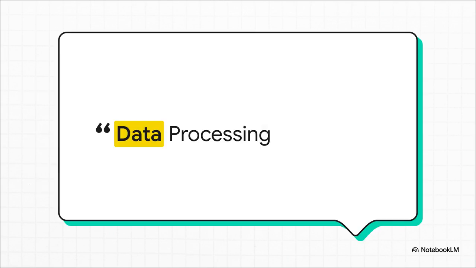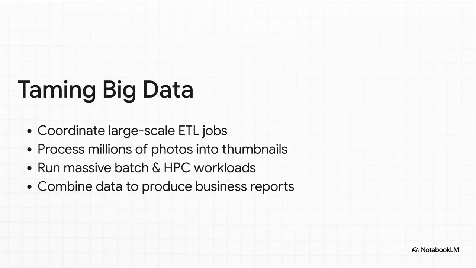All right, next up, let's talk about big data. As organizations are collecting more and more information, the challenge of actually processing it all efficiently becomes absolutely critical. And this is where that map state superpower we just talked about really shines. People use step functions all the time to coordinate these massive extract, transform, and load, or ETL jobs, where you're pulling data from all over the place and preparing it for analysis.